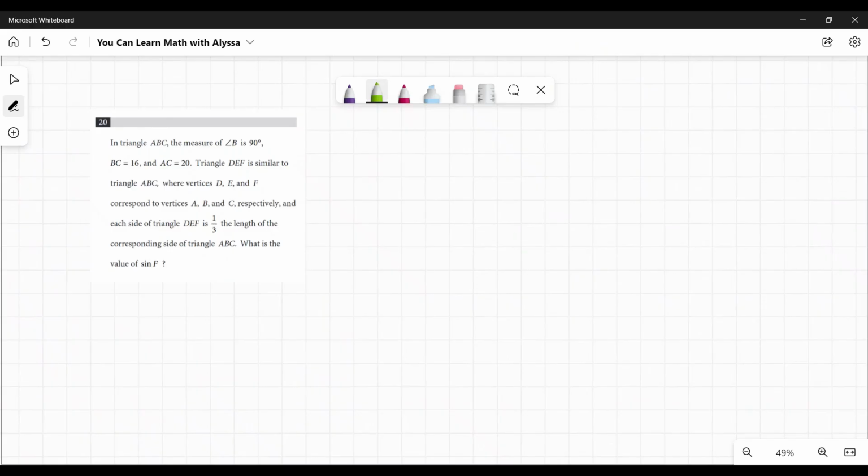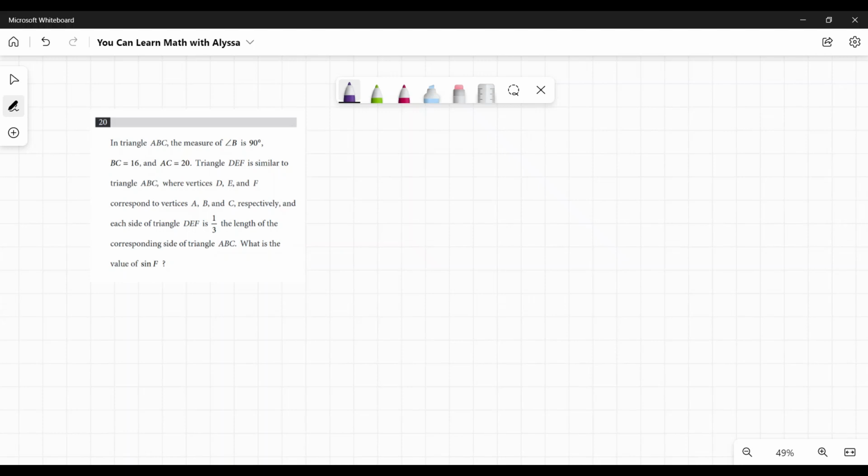Number 20. In triangle ABC, the measure of angle B is 90, BC is 16, and AC is 20. Triangle DEF is similar to triangle ABC, where vertices D, E, and F correspond to vertices A, B, and C respectively, and each side of triangle DEF is 1/3 the length of the corresponding side of triangle ABC. What is the value of sine F? There is so much verbiage here, and it's not all necessary. They are messing with you.